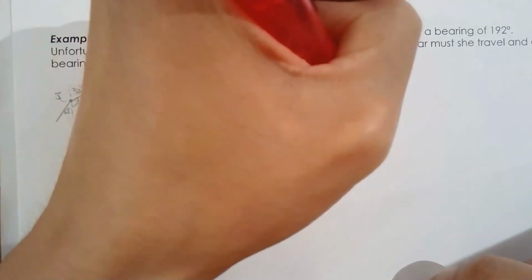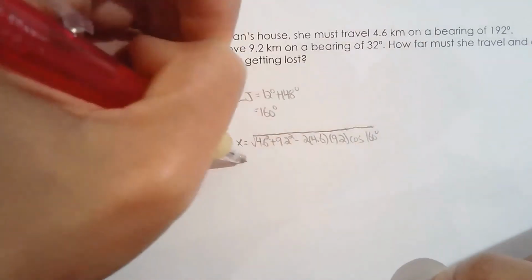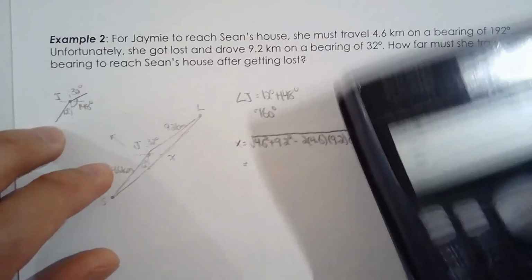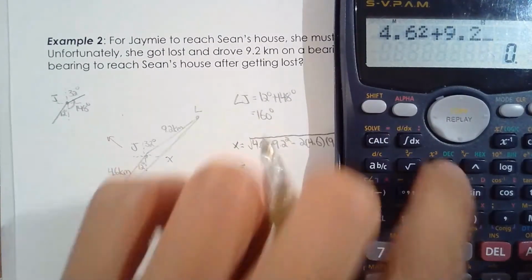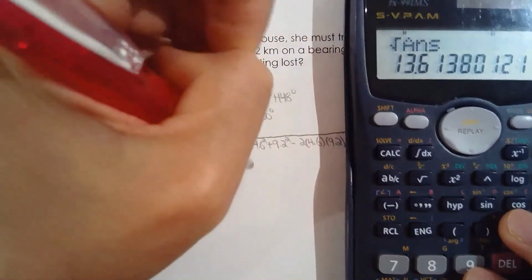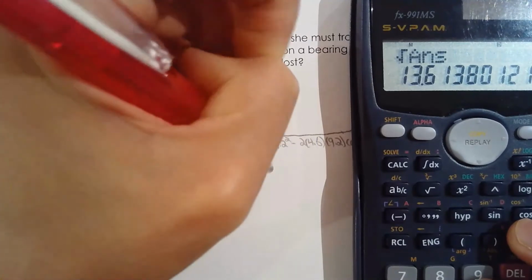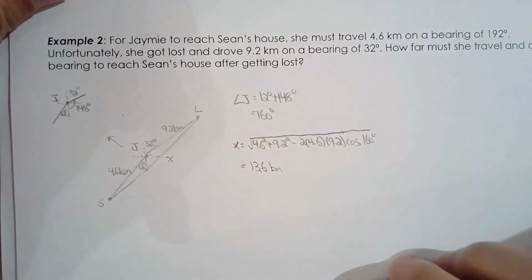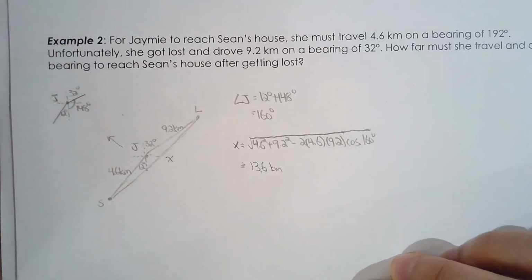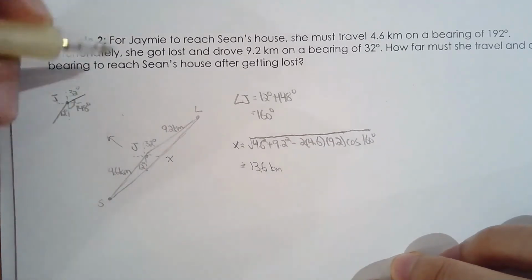So we're looking at 4.6 squared plus 9.2 squared minus 2 times 4.6 times 9.2 times cosine of 160 degrees. And that is about, well, let's see. About 13.6. Okay, so we actually have half the answer. We know how far she must travel, but what we don't know is the direction. So the direction's a little trickier.